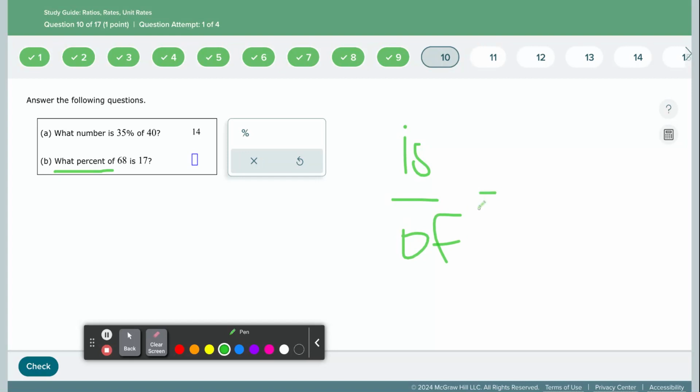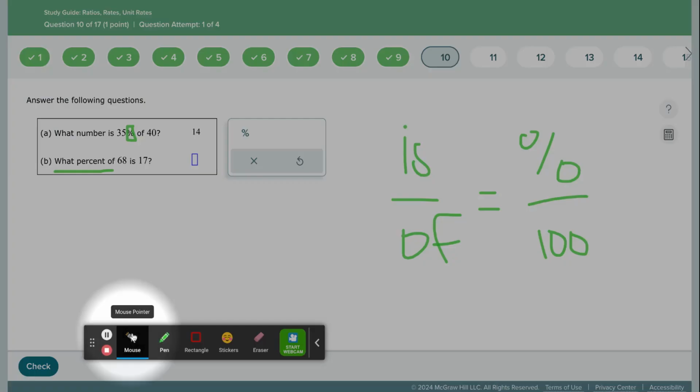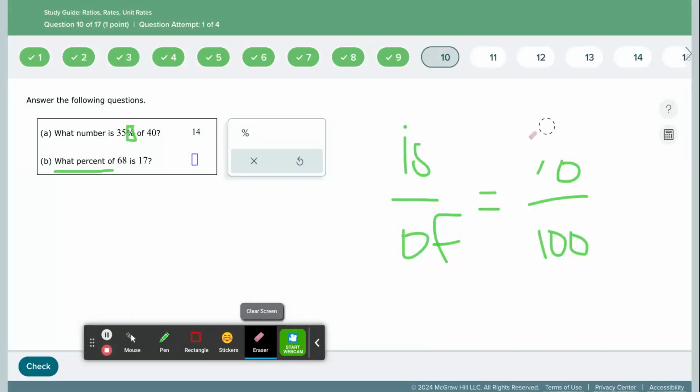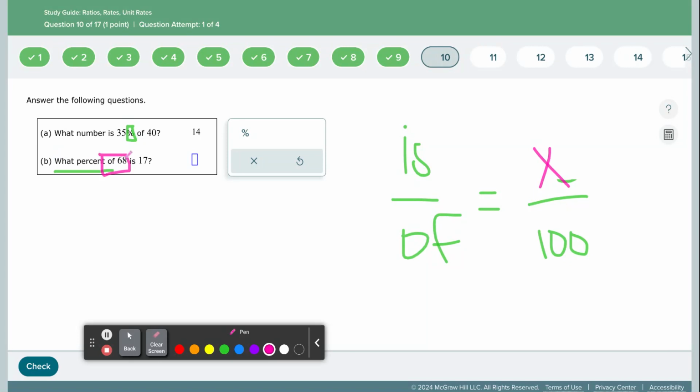And percent out of 100, right? If you look at this example, it says, what percent of 68 is 17? So I always say look for the percent sign first. There is none. So that automatically tells me my variable goes there. I have no percent sign there, right? So I automatically know, that's my goal. I'm trying to find the percent. What percent of 68 is 17?